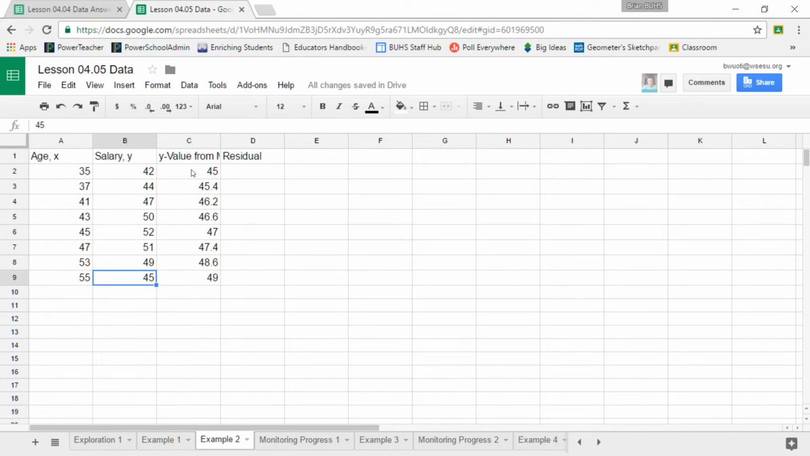Now let's find the residuals for these. How far off were these? To find the residuals, I'm going to go equals at cell D2. I'm saying let's take the actual y value, which is B2, minus the predicted y value, C2. Hit enter. -3. So that was off. It was down by 3. Let's drag that down and look at our residuals.